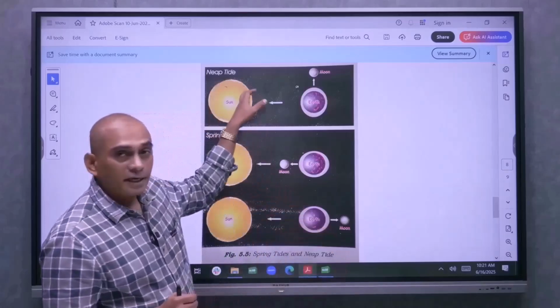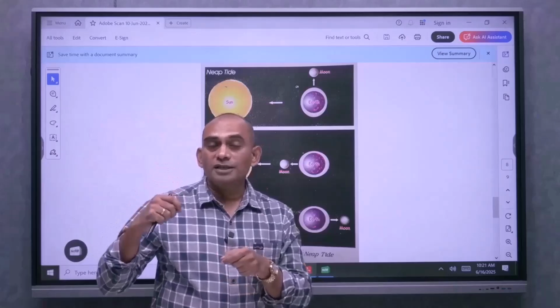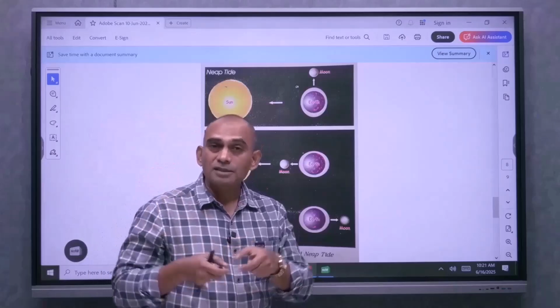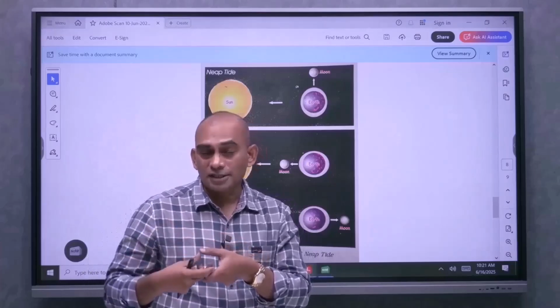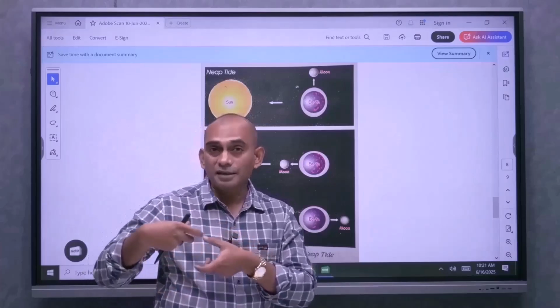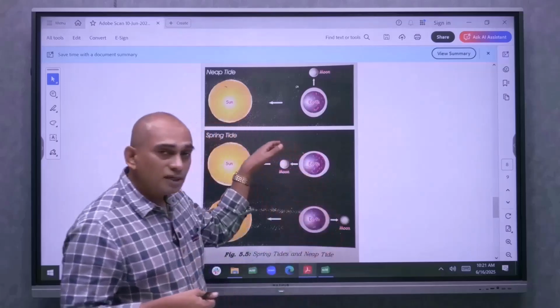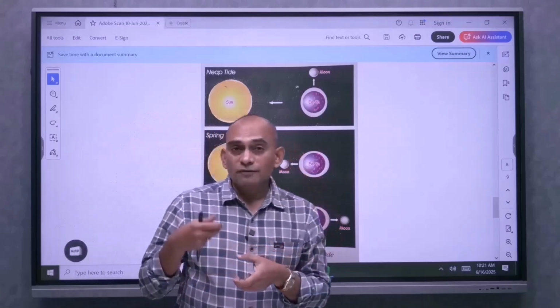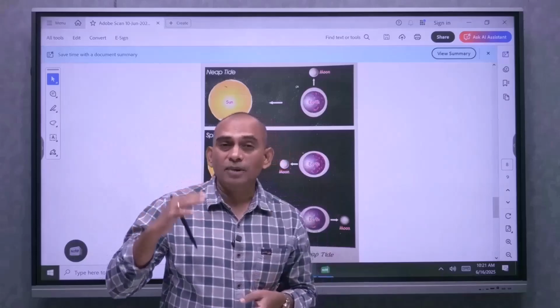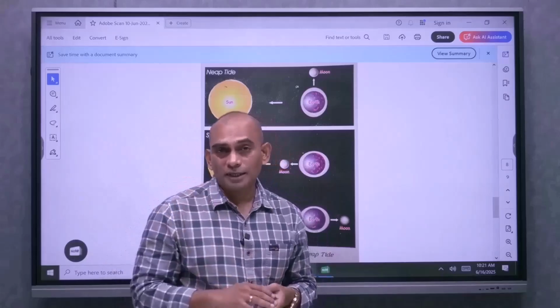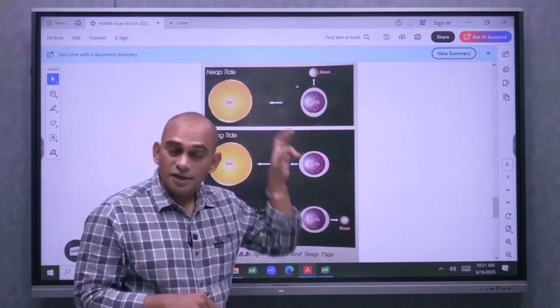And in neap tide, the position of moon and sun are at right angles. That means tide producing forces act in opposite direction. That means they act in right angles. So naturally, the height of the tide is much less than the normal tide. This tide is called neap tide.